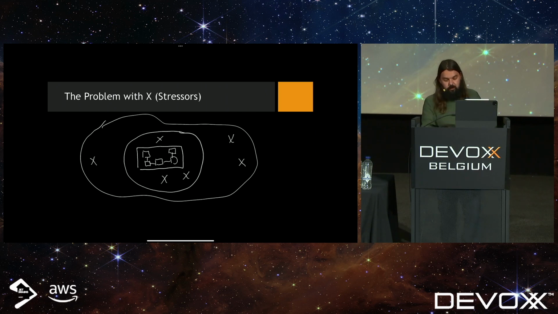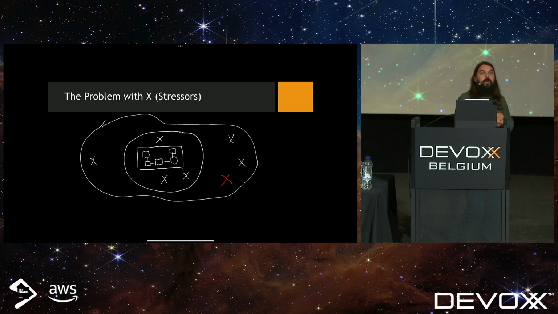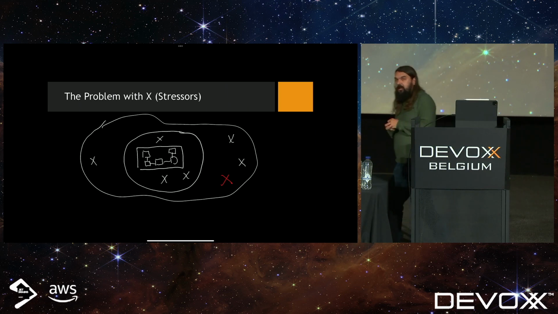But the problem doesn't go away. Sooner or later, there will be an X that pops up that causes the structure that we've decided upon to crumble. And so essentially what I'm saying here is that the job of the architect is to build a system that will survive an X that's going to occur in the future. And we don't know what that X is, we don't know when it's going to occur, we don't know why it's going to occur, we don't know anything about it.